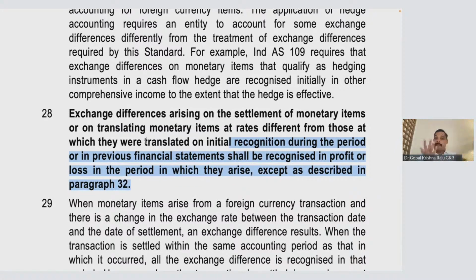Similarly, you are making the payment. 90 lakhs becomes 92 lakhs. So you pay 92. So you have to increase your liability from 90 to 92, debit P&L account, then make the payment of 92. So whether you are settling or translating, it is debited to P&L. Okay, so that is with respect to exchange difference.